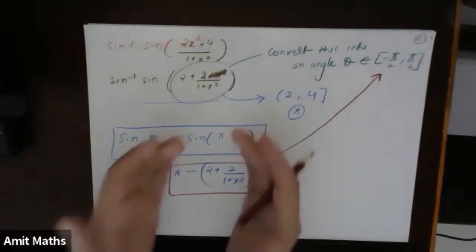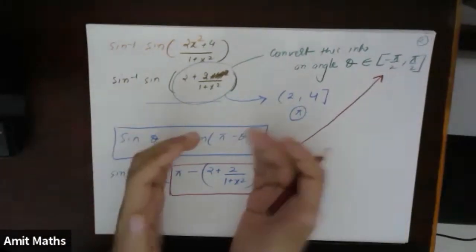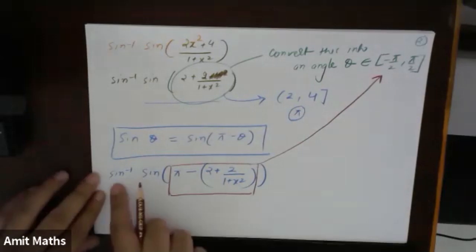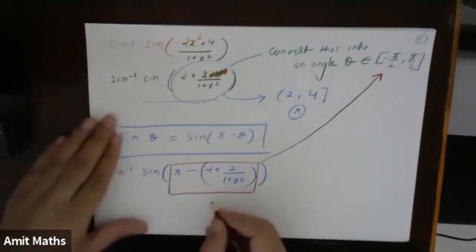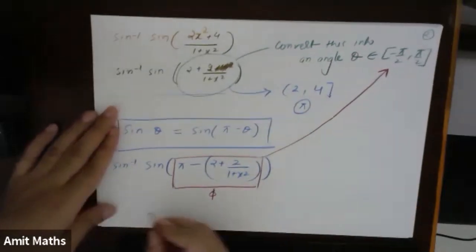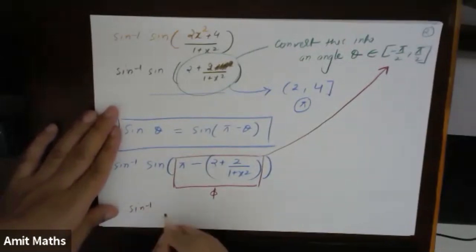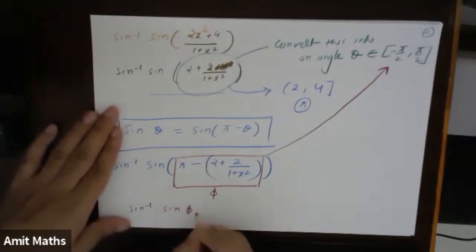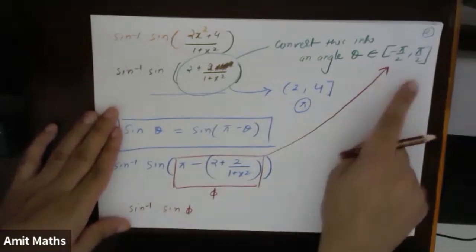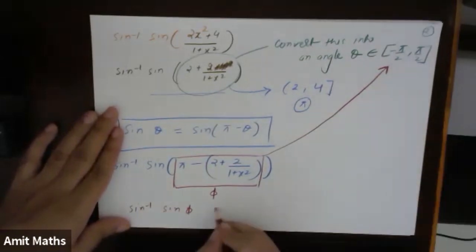So whatever is written inside, I can simply take it outside, because this is sine inverse of sine of, suppose this is phi, sine inverse of sine of phi. Phi is between minus pi by 2 to pi by 2. So this simply becomes phi.